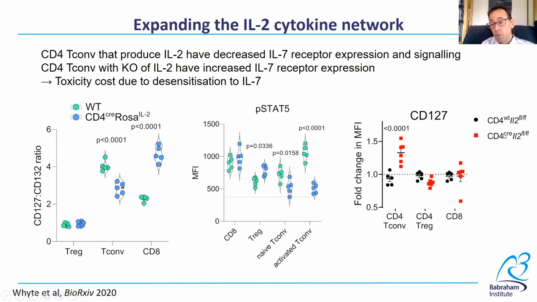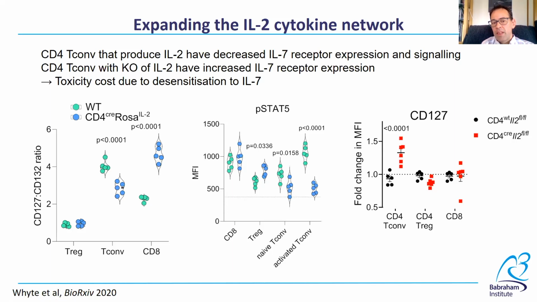And finally, in the third panel, what we did is we removed the ability of CD4 T cells, or actually of all T cells, to make IL-2. So we have CD4 Cre, which is active in all T cells, and then a floxed allele of IL-2. So these cells can no longer make IL-2 at all, whether from this transgenic form or the endogenous form. And when we look at these mice, we see that the T conventional cells, the CD4 cells that can't make IL-2, now have a boost in CD127.